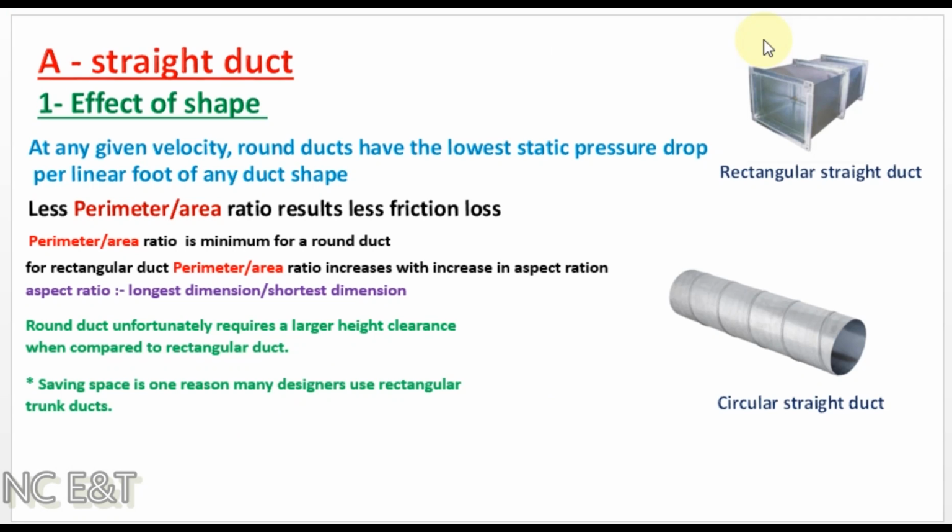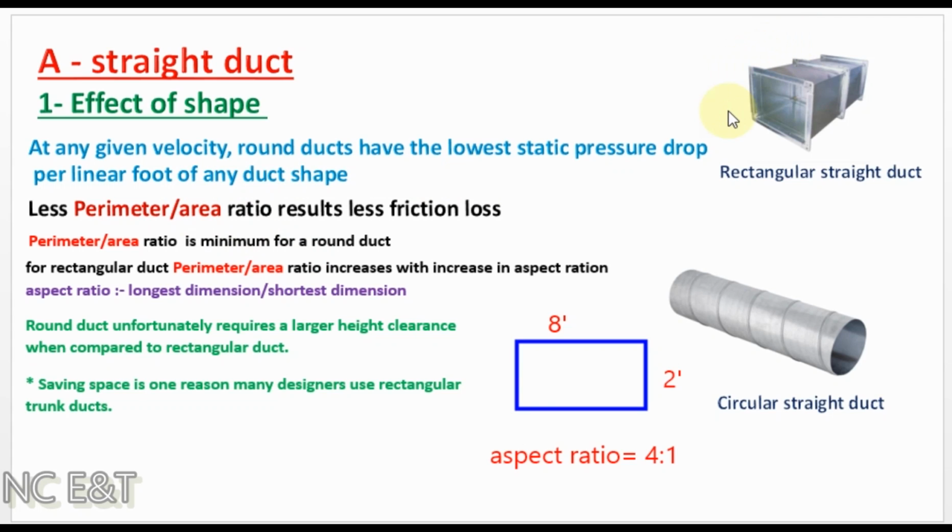We will start our study from the straight duct. When we design or fabricate HVAC ducting for a project, we always try to have the minimum pressure loss inside it so that we can have the smaller fan size and lesser power consumption. The friction loss inside a straight duct depends on its shape, and there is one general rule: less is the perimeter area ratio, the lesser will be the friction loss inside it. The perimeter area ratio is minimum for the round duct. So at a given velocity, round duct have the lowest static pressure drop per linear foot for any shape of duct.